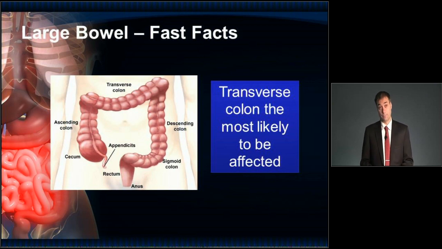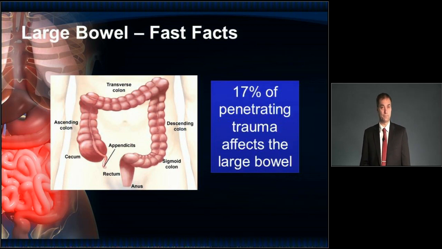The large bowel, you got your three sections, right? The ascending, the transverse, and the descending colon. And if you were watching the video, I just did that backwards. The ascending, the transverse, and the descending. The transverse colon is the one that has the least amount of protection around it. So it's the most likely to be injured.